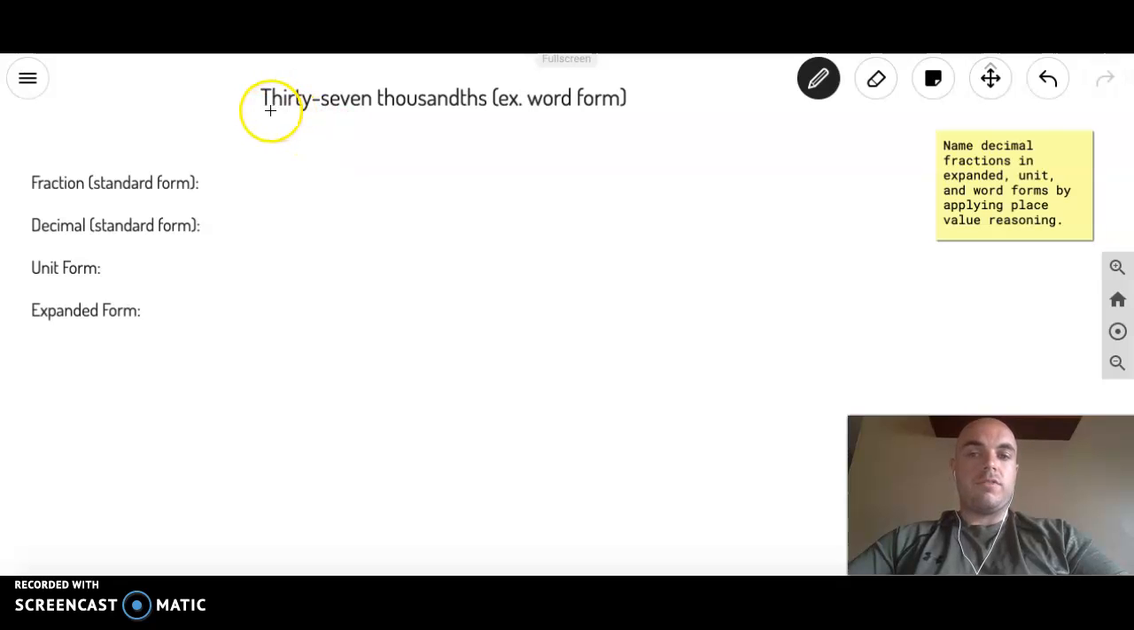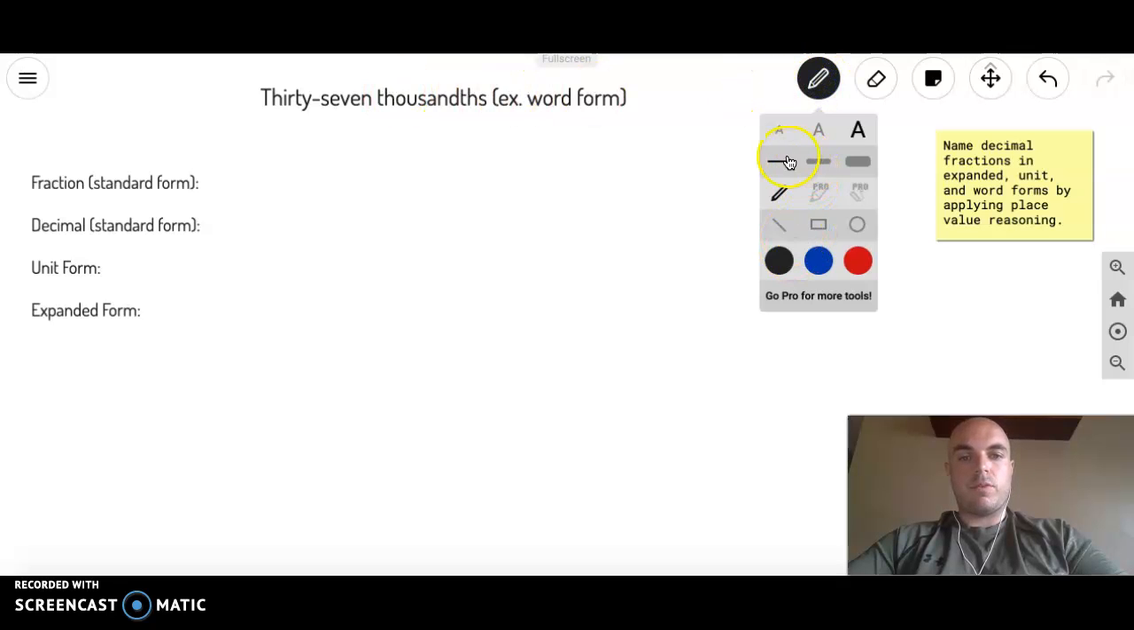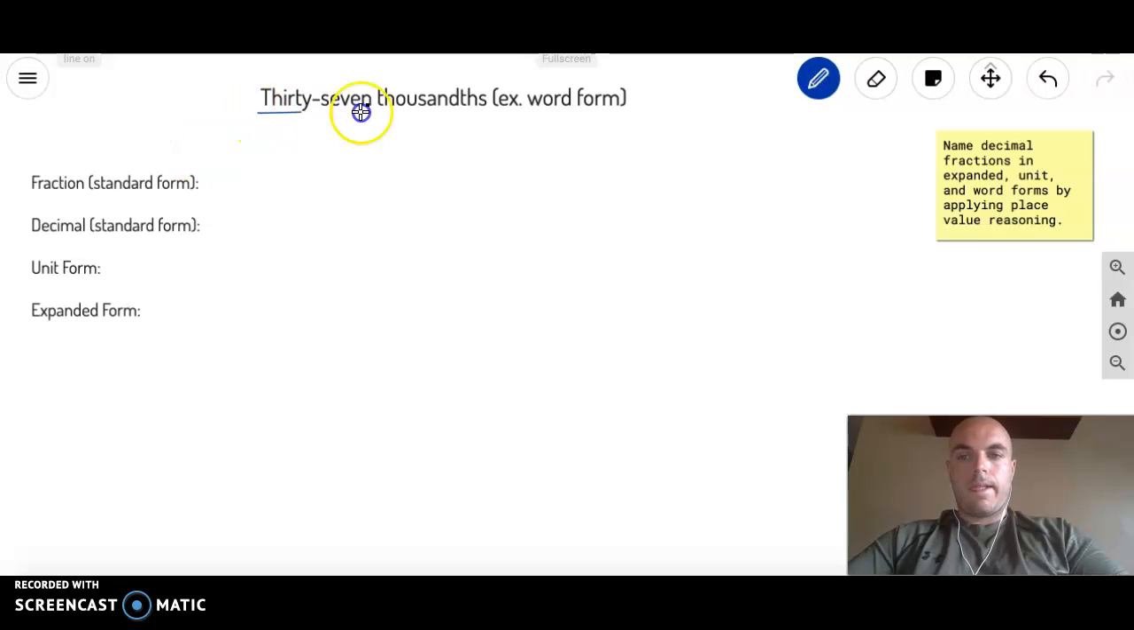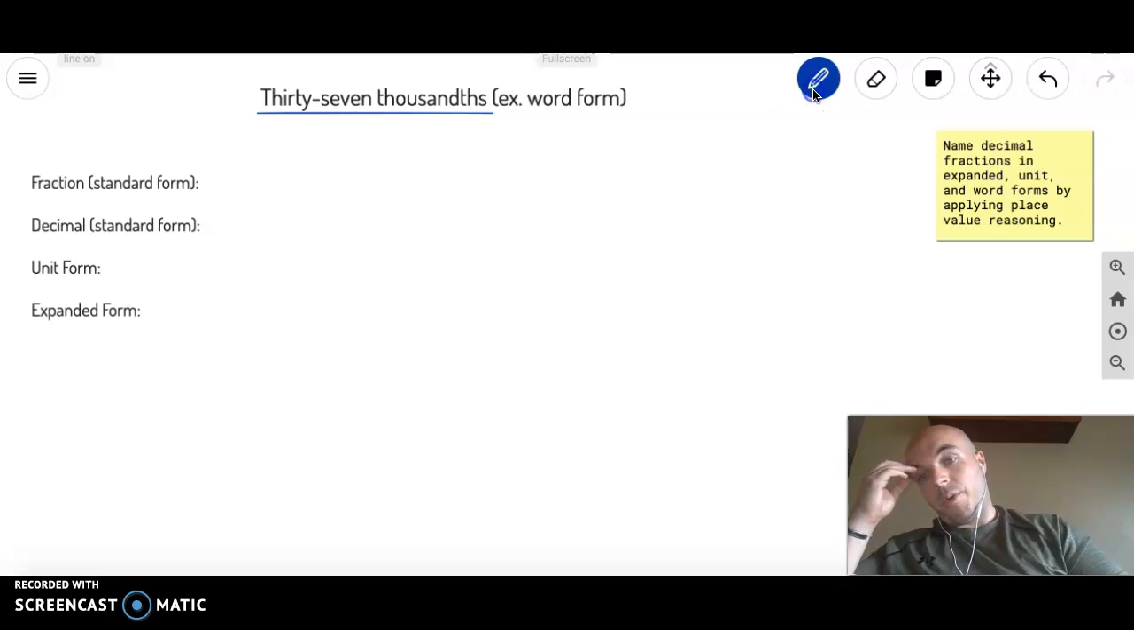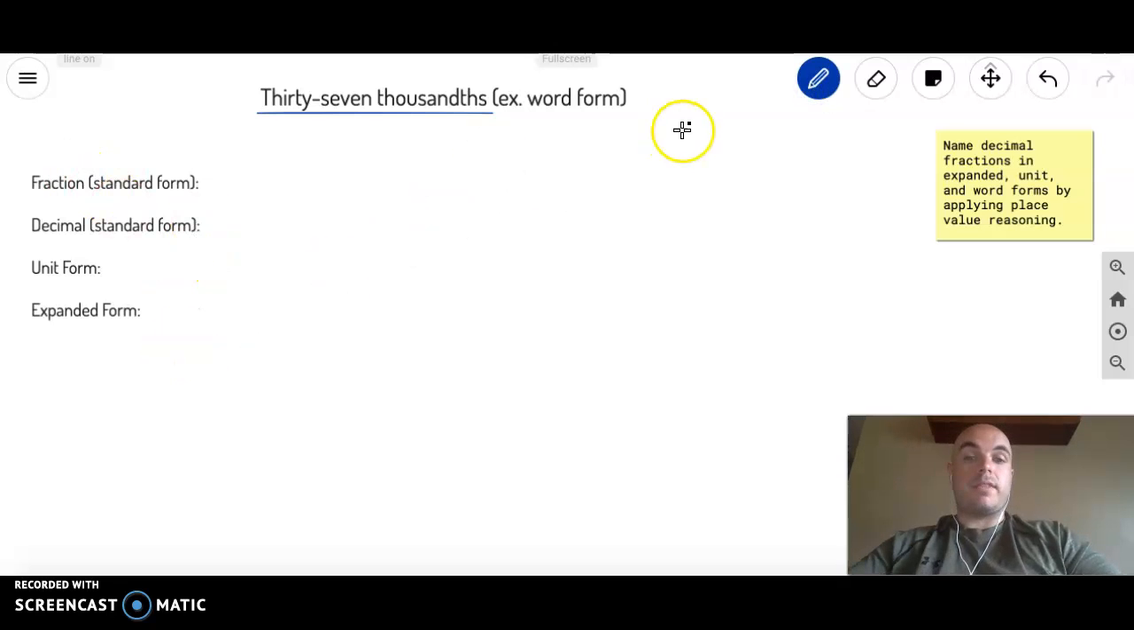I have us start off with our number already in word form, which is 37 thousandths, and I'll underline that for us. And that's going to be the number that we're working with as we move down and see the different formats that we can put it in.